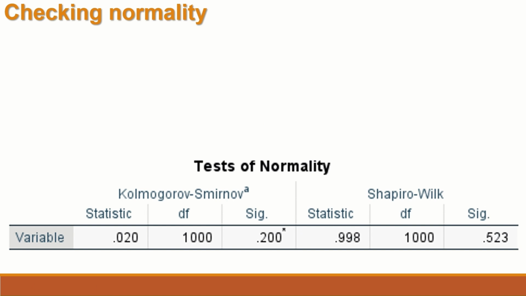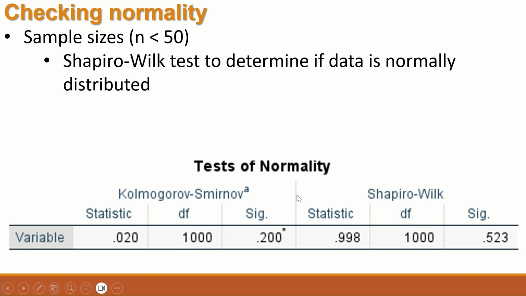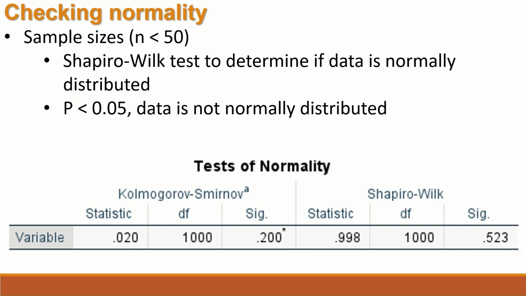Another way of checking normality when the sample size is less than 50 is to use a statistical test, such as the Shapiro-Wilk test, to determine if the data are normally distributed or not. If the p-value is less than 0.05, then the data is not normally distributed. Here in this case, the data are normally distributed as the p-value is 0.2.